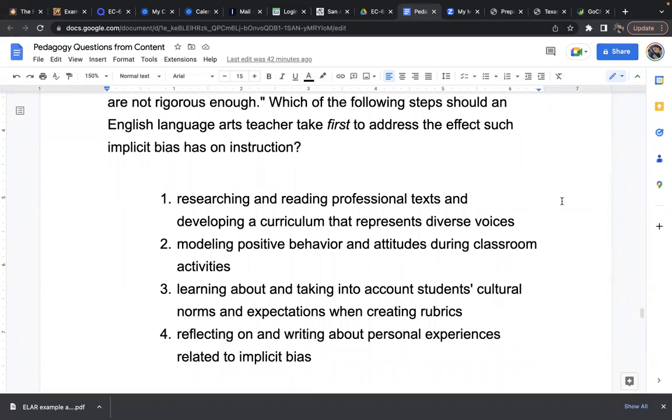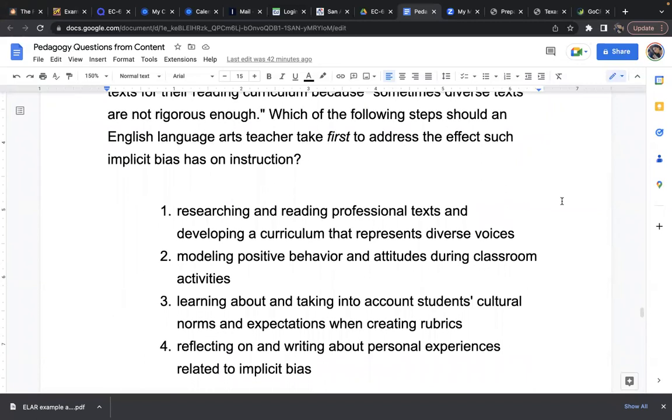Can't do one? Or no. Okay, wait. Let's eliminate bad ones. No, it's not going to work to address the issue. Nice try, no cigar. What about 2? Will modeling positive behaviors and attitudes in the classroom make there be more diverse text in the curriculum? No. Sorry. I'm going to calm down. Okay, no. Get out.